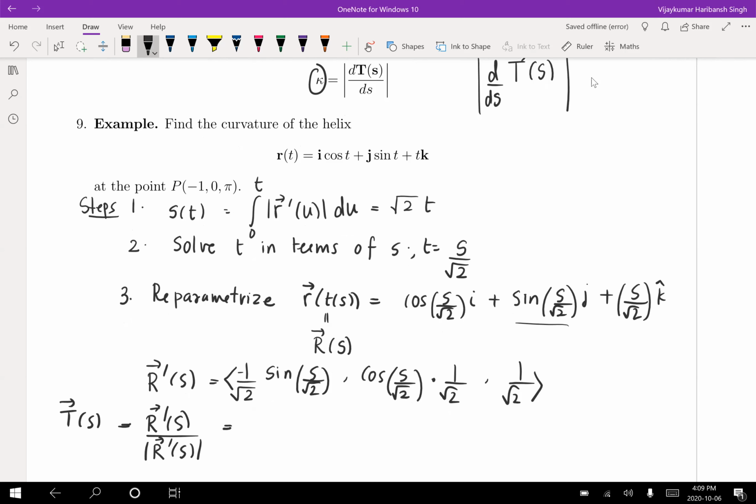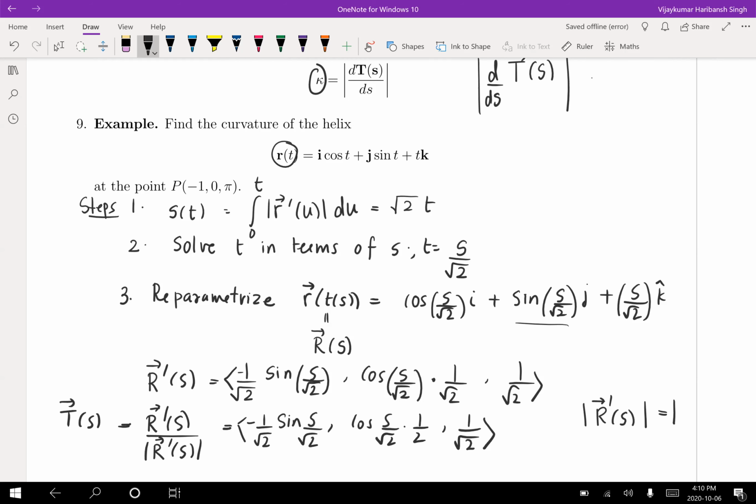I'm using capital R because I cannot use the same r here; this was a function of t, and now I'm writing it as a function of s. Note that if we look at this vector r prime of s, the length is 1. So this is going to be the same, and this is your T of s.